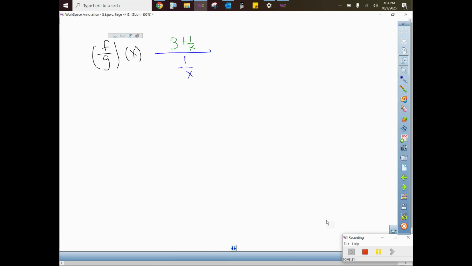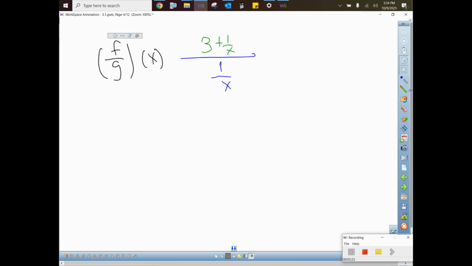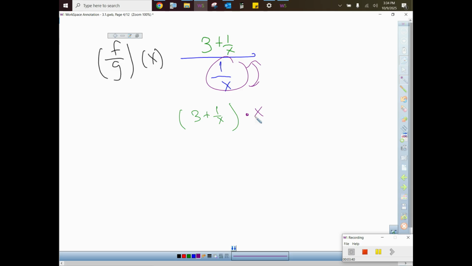So what we'll end up doing is instead of dividing by 1 over x, we're going to take that numerator, and let me erase that parenthesis there for a second and put a better one. And instead of dividing by 1 over x, we just multiply by the reciprocal of that, which is x over 1, which we just kind of call x. So then we distribute this puppy through. X times 3 is 3x, and then x times 1 over x, well, we make that a fraction.